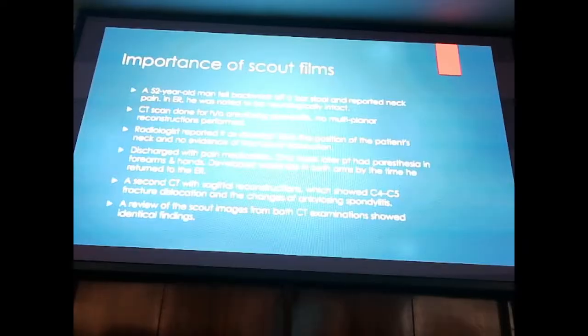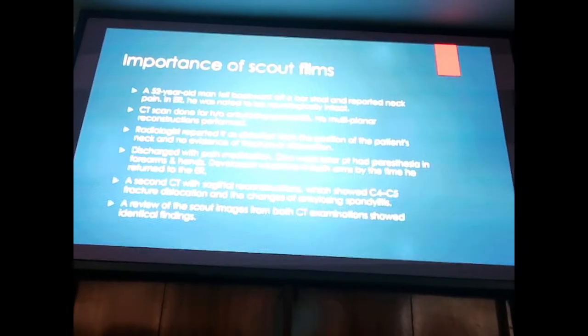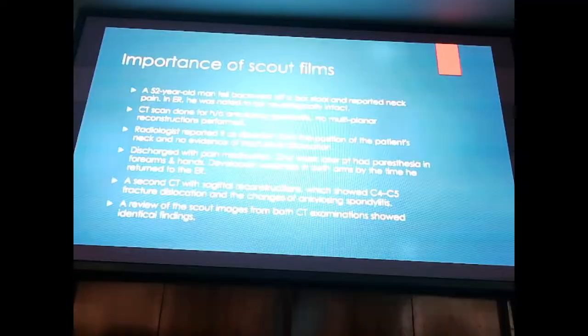Now what I am telling you is a real life scenario where a case was filed against one of the doctors in the US. So there was a 52-year-old man who fell off a bar stool and injured his neck. He went to the emergency room and neurologically he was found to be intact at that point of time. A CT scan was done. The patient already had a history of ankylosing spondylitis, but multiplanar reconstruction was not done by the radiologist. So he reported it as a distortion from position of the patient's neck and no evidence of fracture or dislocation. Okay, and he was sent off with pain medication by the ER specialist.